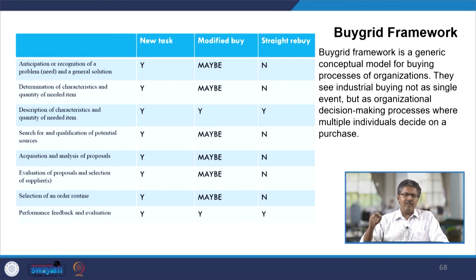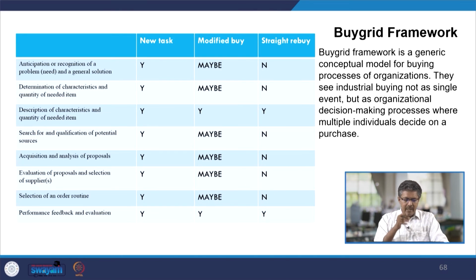So, now after understanding the stages in the organizational buying process, and we have also talked about the purchasing functions, what are the different purchasing functions, now let us try to understand both of them taken together in a single matrix.